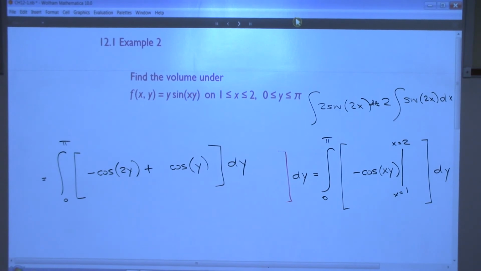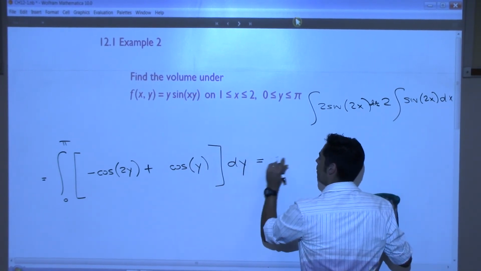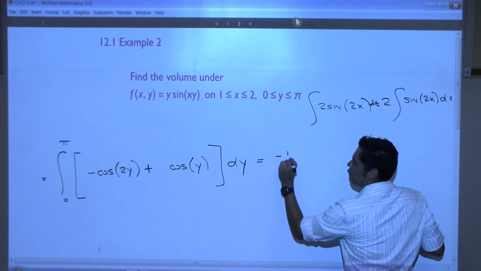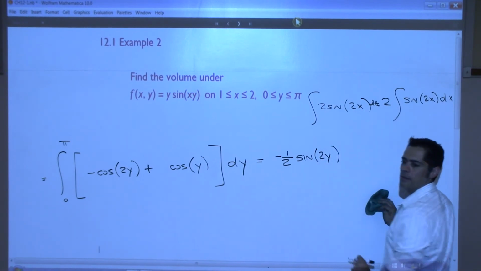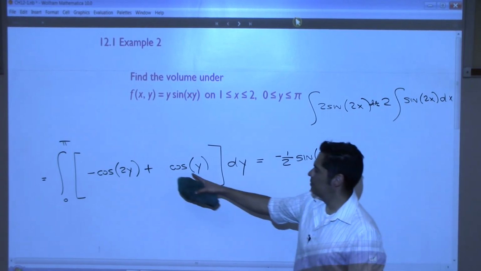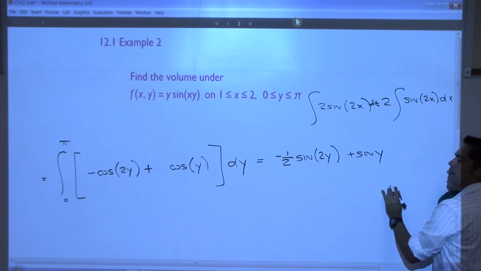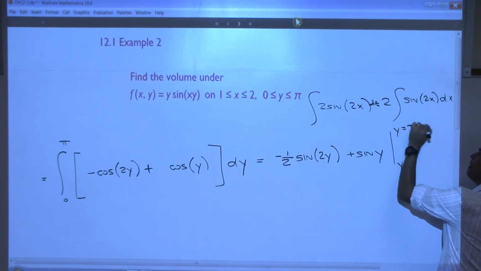Now you can integrate with respect to y. So what is the antiderivative of negative cosine 2y? Negative 1 half sine 2y. You're going to have to probably brush up a little bit on your integration. I know it's been a while. Here, sine y, from y is 0 to pi.